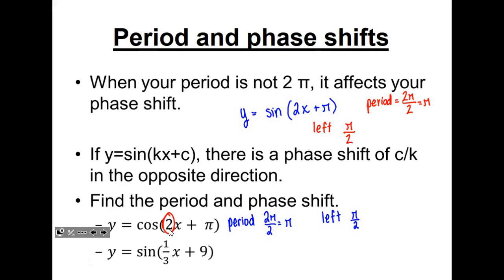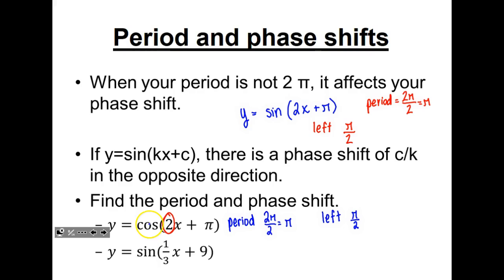If it's just x plus pi, then that x is like it's got a 1 in front of it, so you don't have to divide by anything. So it would just be left pi if there were no number in front of your x there. So when you don't have a change in the period, it's just normal, left or right, whatever amount is there. It's whenever we've got this number in front of the x that it causes problems.